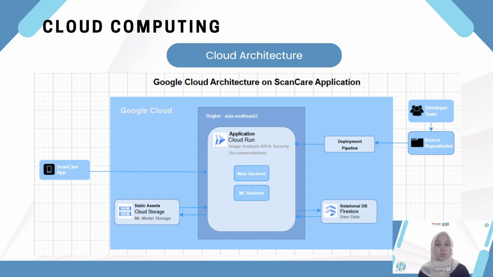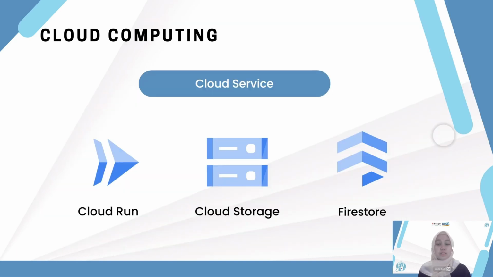How it works. When a user scans a product, the app sends data to the main backend, which forwards it to the ML backend. The ML backend analyzes the product ingredients, generates recommendations, and sends the result back to the main backend, which delivers them to the app. Cloud services. The skincare backend uses these four Google Cloud services.